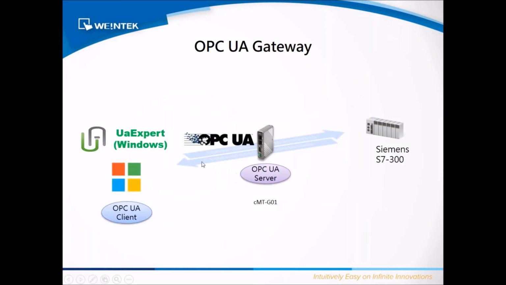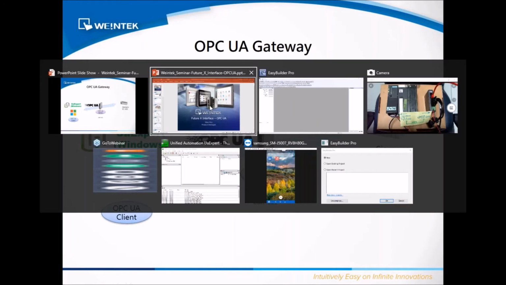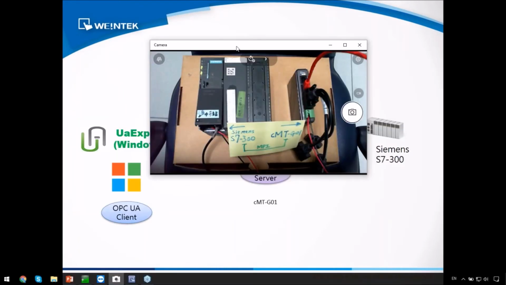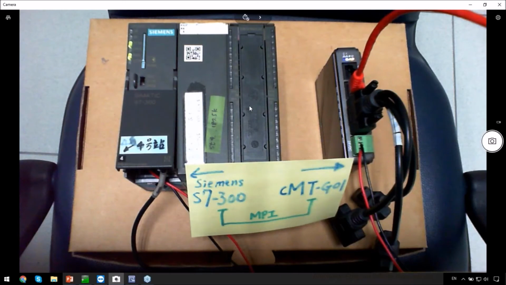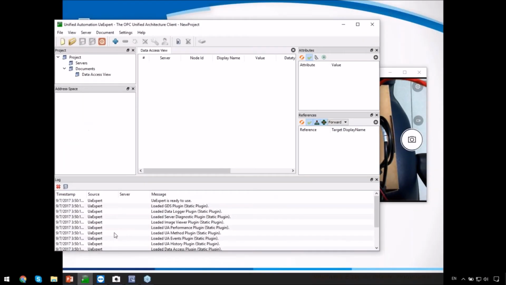Okay, so what I'm going to use is a software called UA Expert on Windows. It's a free and easy to use OPC UA software. And what I have here is I can see I have one Siemens S7-300 PLC and one cMT-G01 OPC UA gateway on the right. So they are connected through the MPI connection. Okay, so this is the one I'm going to use in this demo. Okay, let me open up the UA Expert.